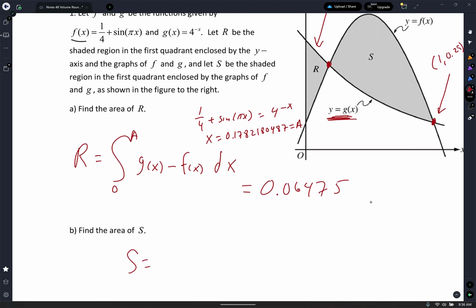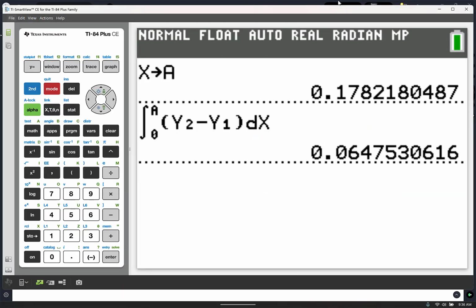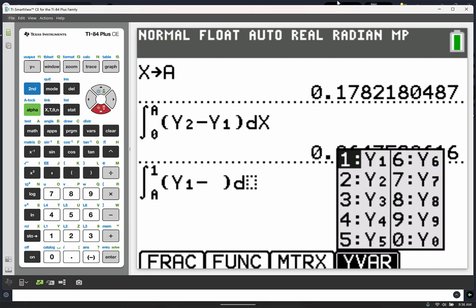All right, find the area of S. Area of S equals integral from A. Now that you used A before, now you can import it. All the way to 1. And what curve's on the top now? F of X minus G of X. And let's see what that is. All right, second quit. Math 9, alpha A to 1, alpha trace y1 minus alpha trace y2.